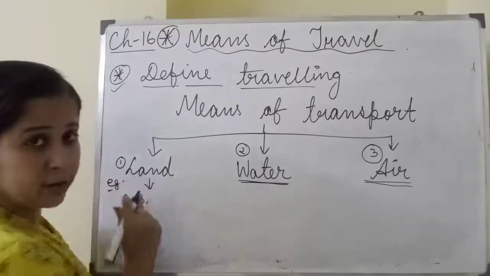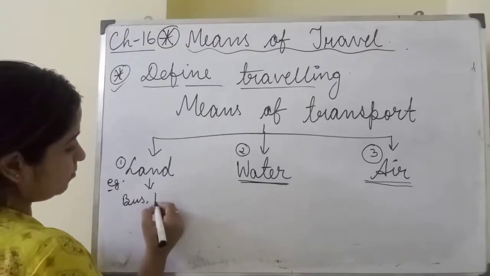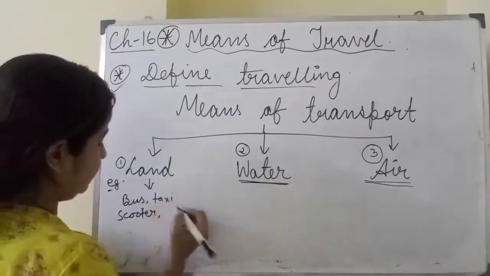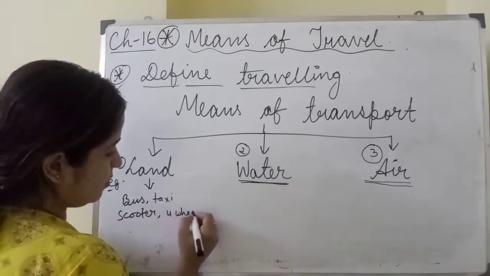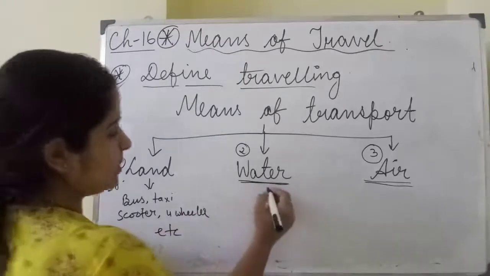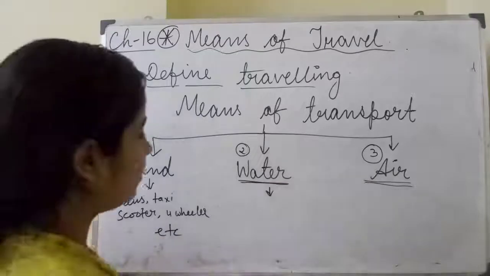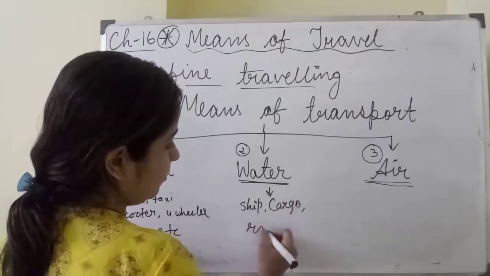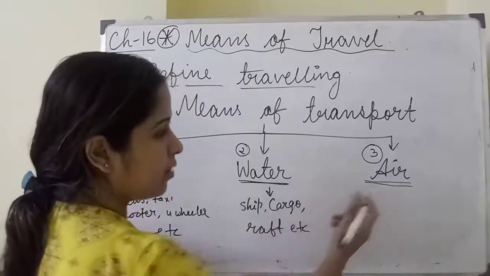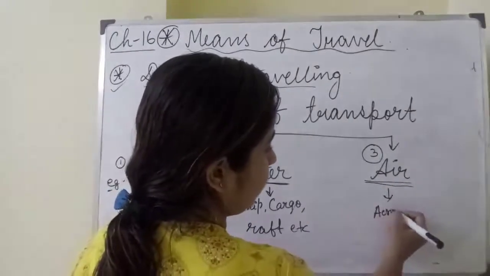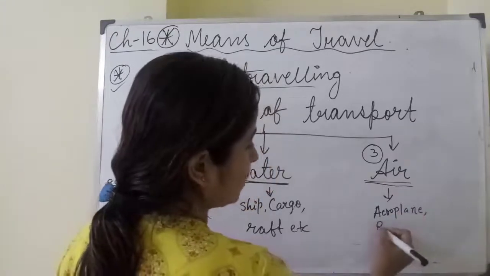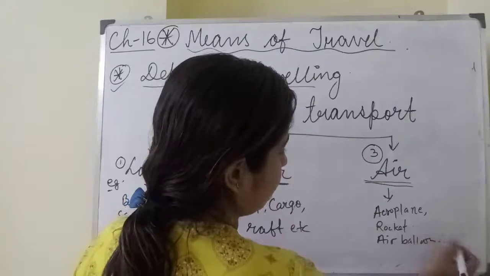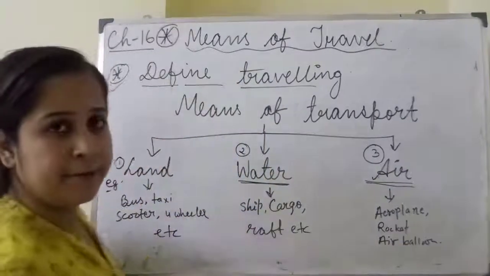These are examples that I am writing on the board. This is bus, taxi, scooter, and four-wheeler, etc. Okay. Waterways are on the water surface. Which vehicles can run? It is ship, cargo, raft, etc. Okay. Now airways are aeroplane, rocket, air balloon. Fine. So these are some different means of transport.